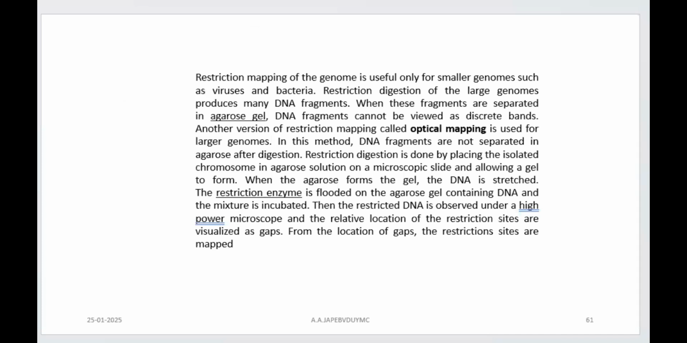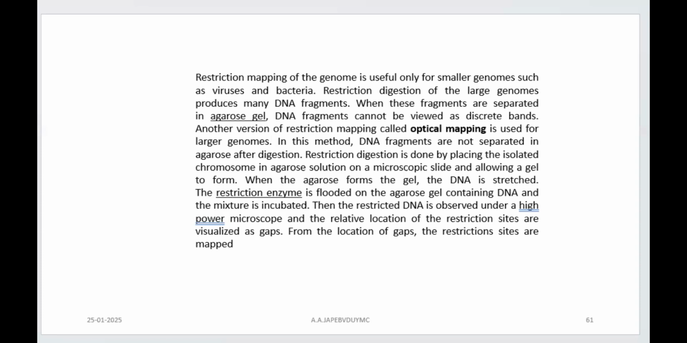So now the advanced version of restriction mapping is called optical mapping, and it is used for larger genomes. For bacterial genomes or small size, we had taken a 100 kb fragment. So a small fragment is digested to even smaller fragments and you have done restriction mapping. But the higher, advanced version of the technique, when you are going to handle larger size genomes, is referred to as optical mapping. In this, DNA fragments are not separated in agarose after digestion.